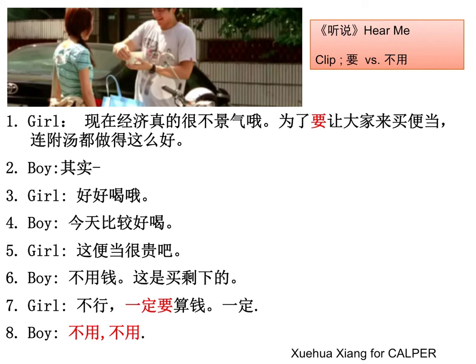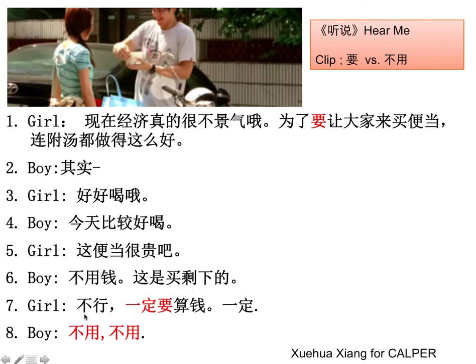The boy wants to say the truth. 其实 and the girl interrupts and starts to drink the soup because she's hungry. 好好喝哦, so nice, so yummy. The boy says, 今天比较好喝, today's relatively more delicious because he made it on purpose for her specially. The girl says, 这便当很贵吧? This bento box must be really expensive. The boy says, 不用钱, no need for money. 不用钱，这是买剩下的. This is leftover.